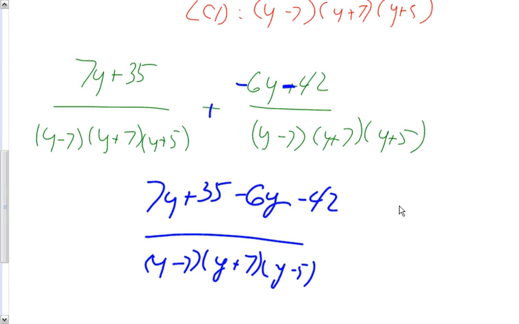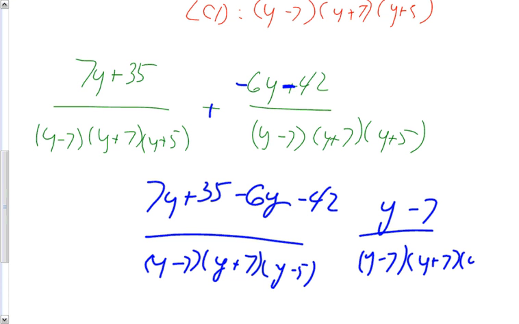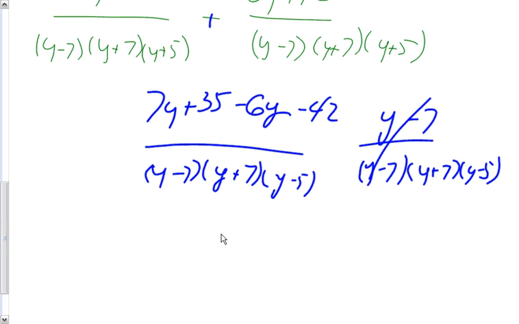Combining the top, you get 7y and 6y, subtract to give you 1y. 35 minus 42 is minus 7. Oh, look at the convenience factor. There happens to be a y minus 7 down there. Well, they cancel then. Cancel those out, and you get our simplest form of y plus 7 over y plus 5. Okay? So these are all ones that have different denominators.